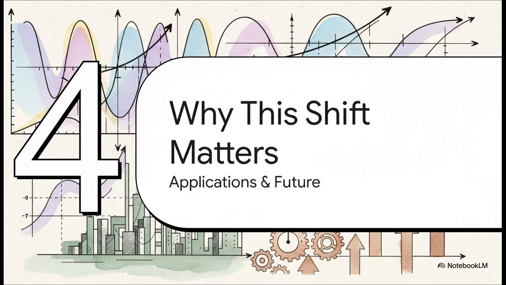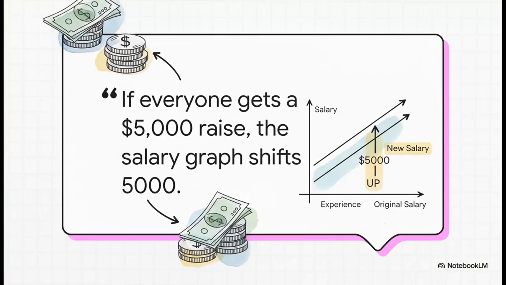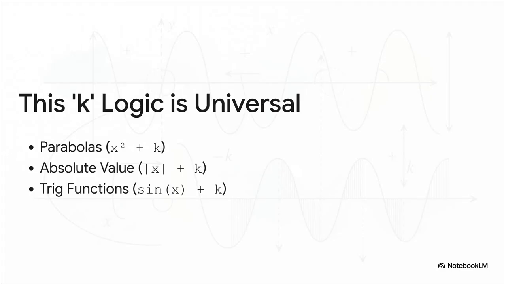Okay, so we can add a number to move a line up or down. Why is this such a big deal? Well, because this idea is so much bigger than just straight lines. Let's talk about why this simple shift really matters. First off, you see this all the time in the real world. Imagine a company where everyone gets a flat $5,000 raise. The relationship between, say, years of experience and salary, the slope of that line, it doesn't change. The entire salary graph for the whole company just shifts straight up by 5,000. That's a vertical shift.